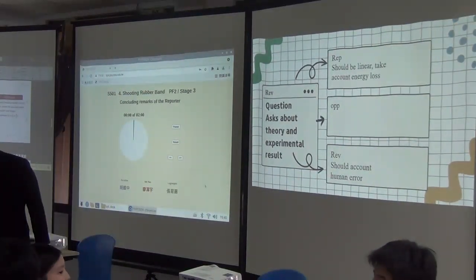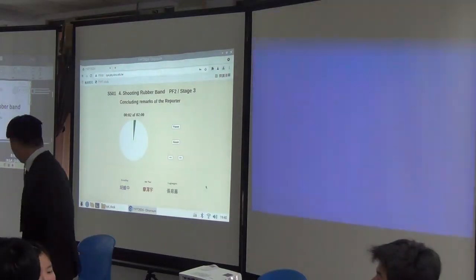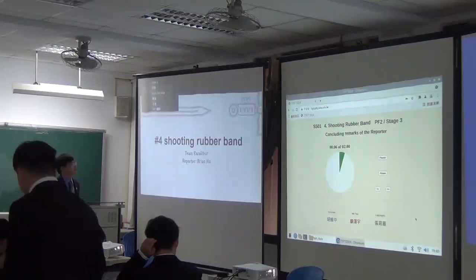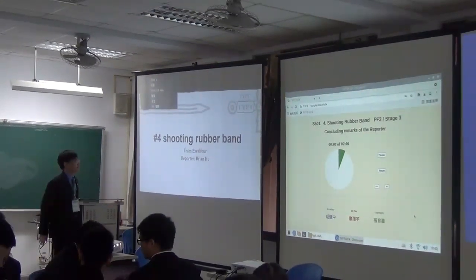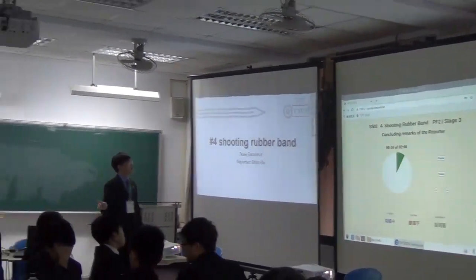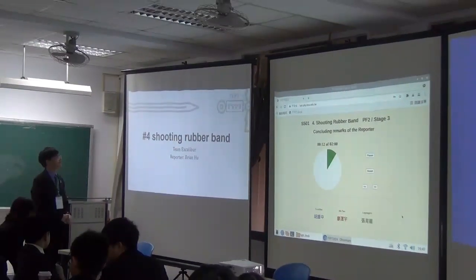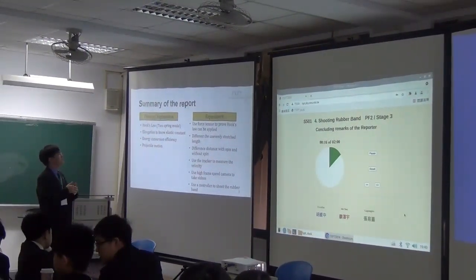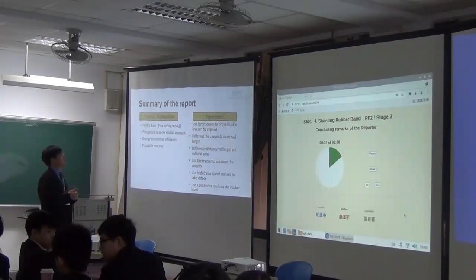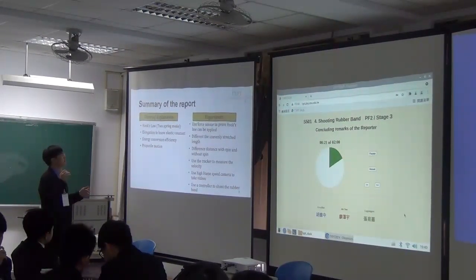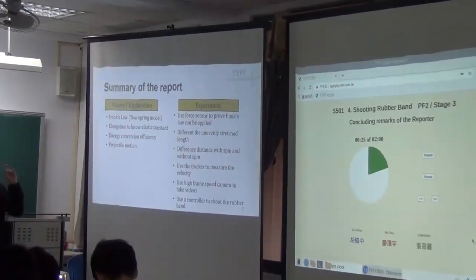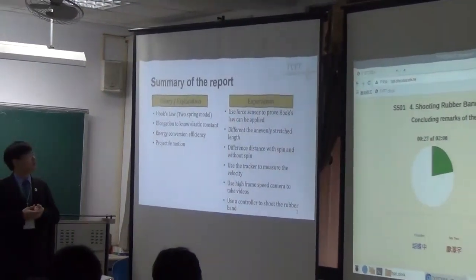Concluding remarks from the reporter. Right, so this is a concluding remark from the reporter. For the theory part, I used Hooke's law and the two-spring model to explain the theory and the elongation, to find the elastic constant and the energy conversion efficiency, and also projectile motion to explain the theory.